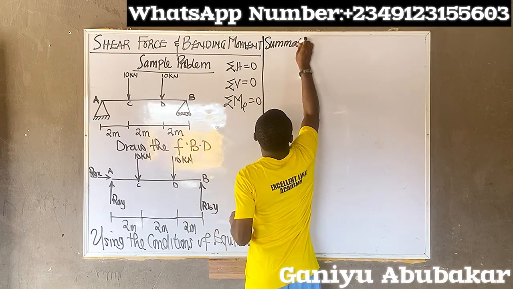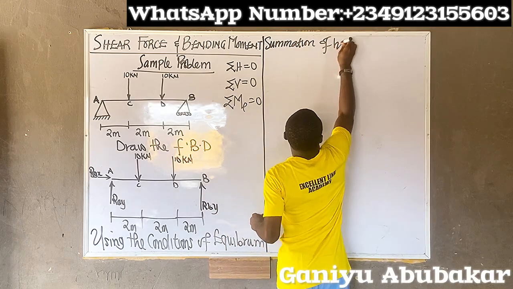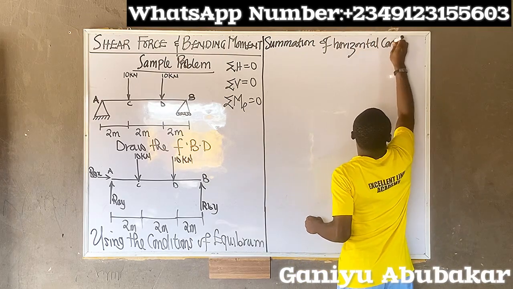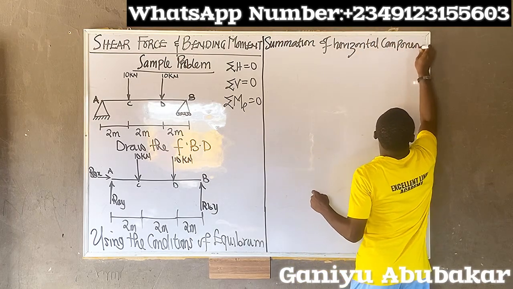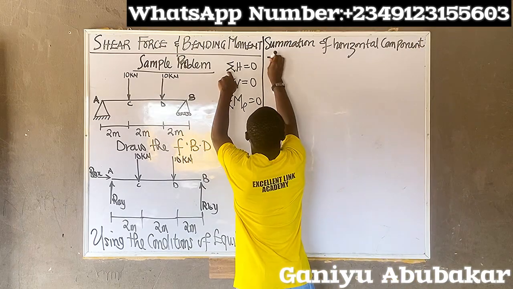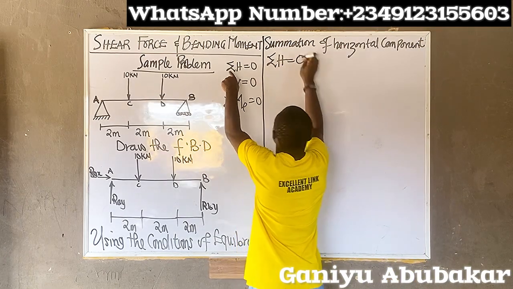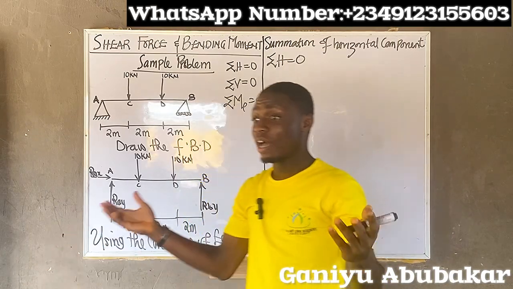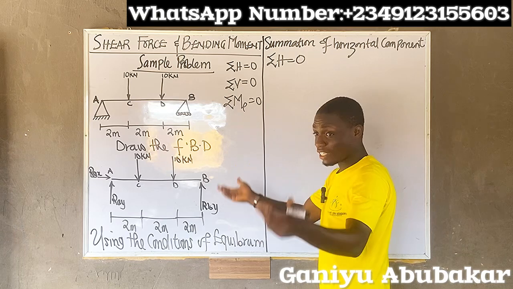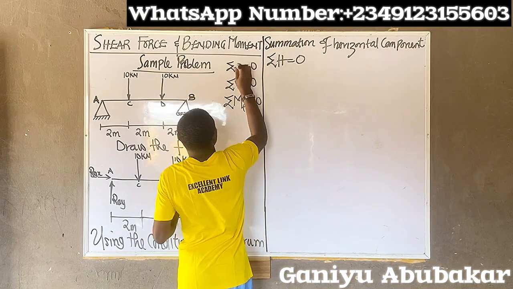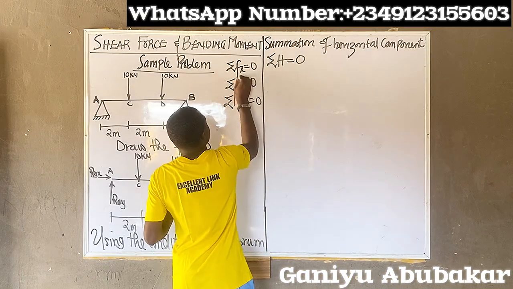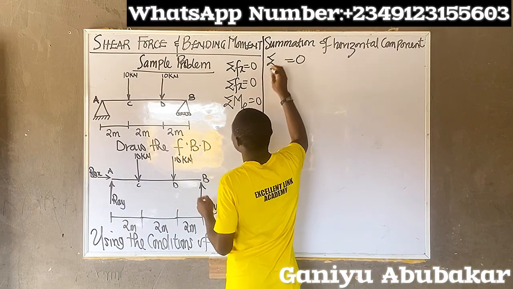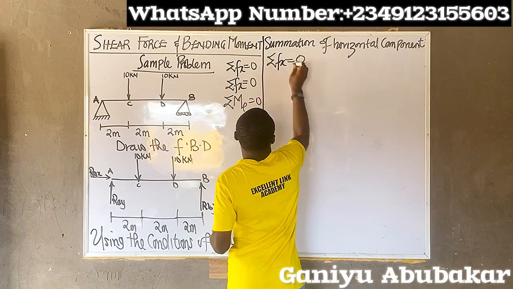Summation of horizontal component. That's summation H. Summation of H equal to 0. What am I considering? F of X. In essence, I can say summation F of X, the same language, or F of Y, depending on your author and your lecturer. So let's use F of X if that was what your lecturer used. So this summation F of X is equal to 0.